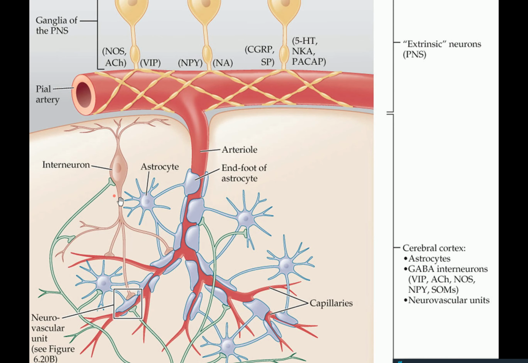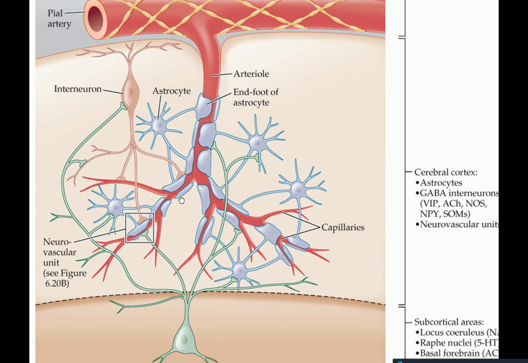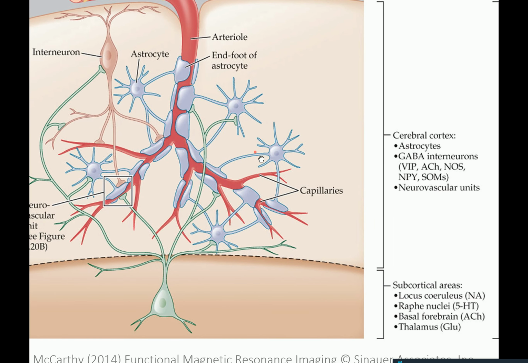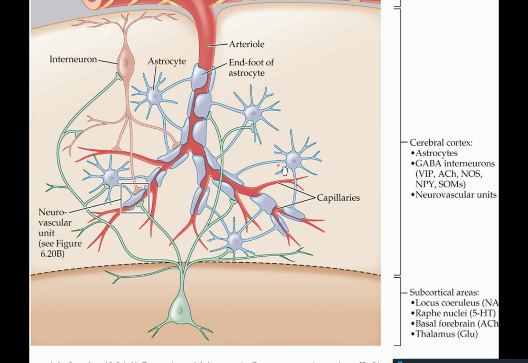And then if you go into the cortex, you have astrocytes and these neurovascular units. Where do we see that? Here. So here we have an interneuron. Here we have a neurovascular unit. So this idea of a tripartite synapse plus vascular contribution.